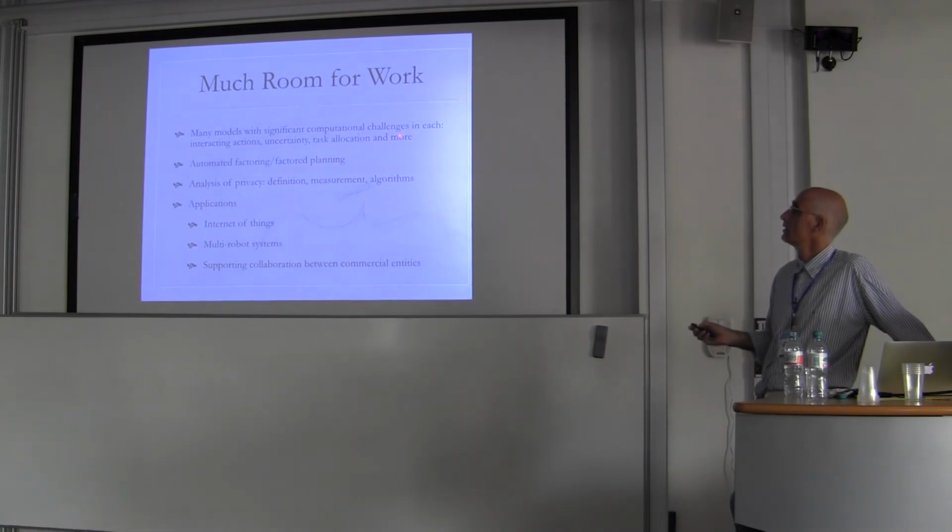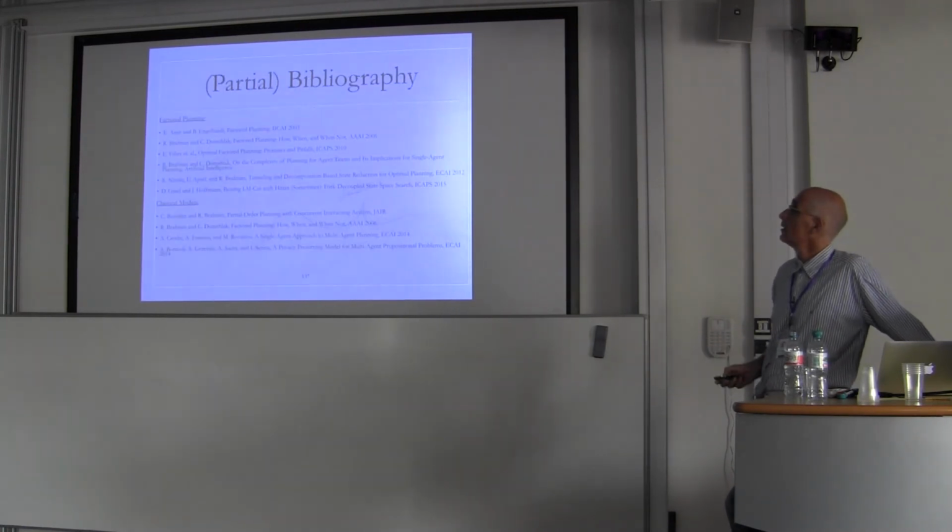So many models with significant computational challenges in each: interacting actions, uncertainty, task allocation, and more. How do you do automated factoring, or factor planning, automatically? Privacy, which is really crucial for many of the algorithms. How do we do the analysis properly? Can we come up with algorithms with stronger privacy guarantees? Lots of applications: Internet of Things, multi-robot systems, supporting collaboration between commercial entities.